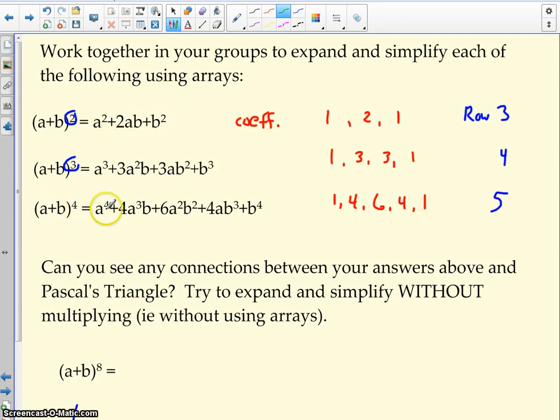So looking at (a + b)^4, our first term has a to the exponent of 4, next one is a cubed, then a squared, then just a, and then a to the 0, which is 1, so it's gone. And for the b's, it's the exact opposite. So it starts off not having a b, and then it starts gaining a power. So then b squared, then b cubed, then b to the 4th.